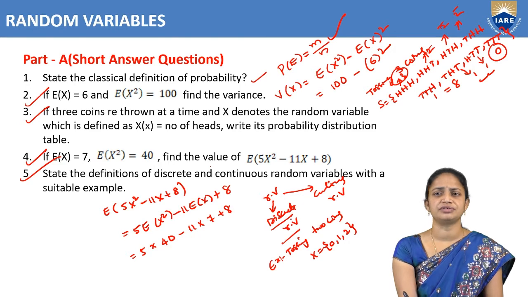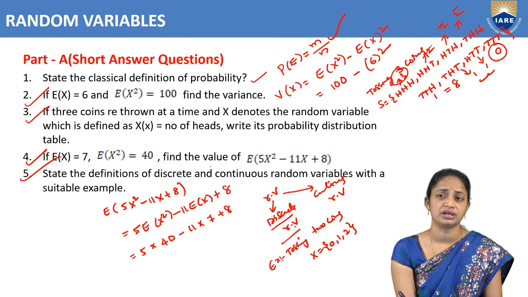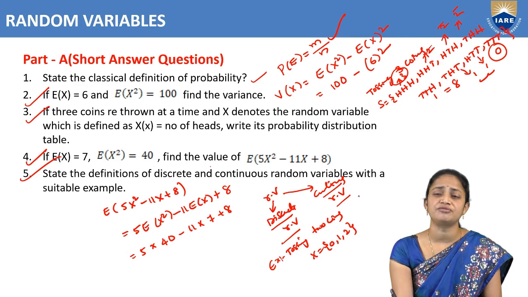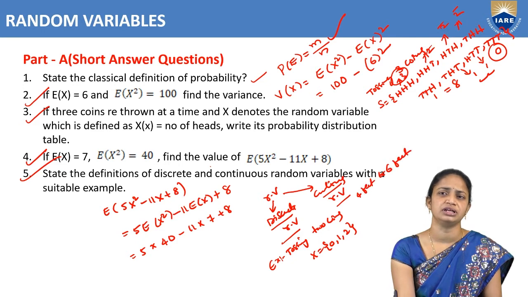So what is the definition of a discrete random variable? If the range of the random variable is finite, then it is a discrete random variable. Coming to the next question, the continuous random variable. If the range of the random variable is an interval of real numbers, then it is a continuous random variable. Example: the heights of the students in the classroom may be 4 feet to 6 feet, so x equal to 4, 6.